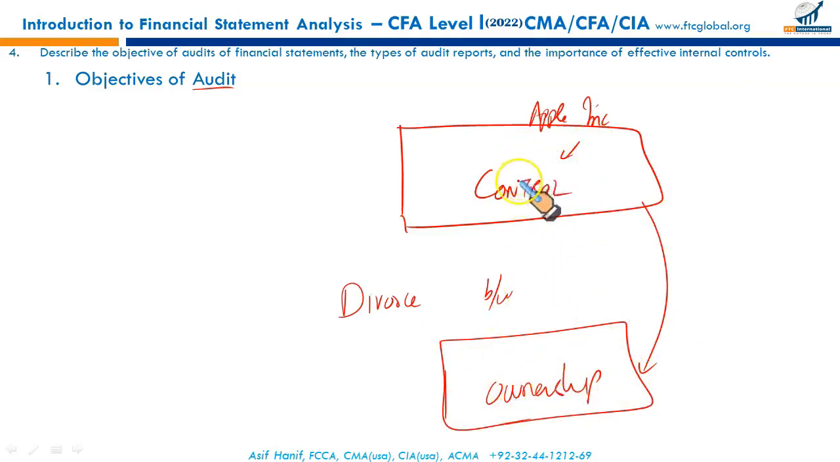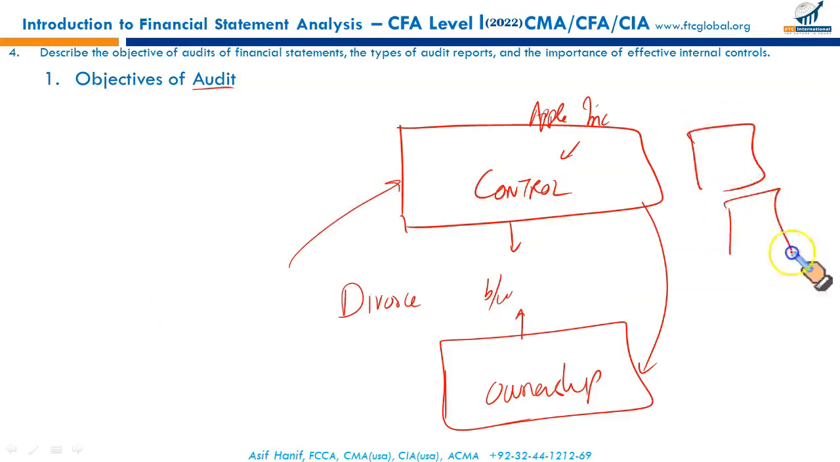Owners are not directly controlling the business. People appointed by these owners are controlling the business on their behalf. So this divorce between ownership and control necessitates that someone should enforce the management to report fairly. If management is left alone to decide what is to be reported and what is not to be reported, they might always paint a rosy picture. Everything is perfectly fine. Owners may be deceived.